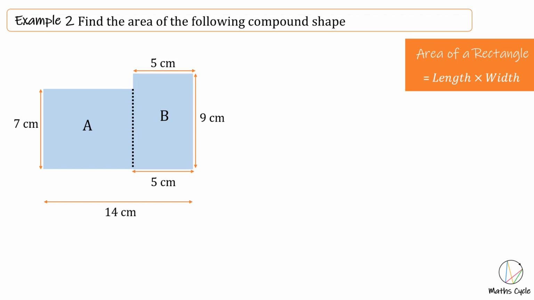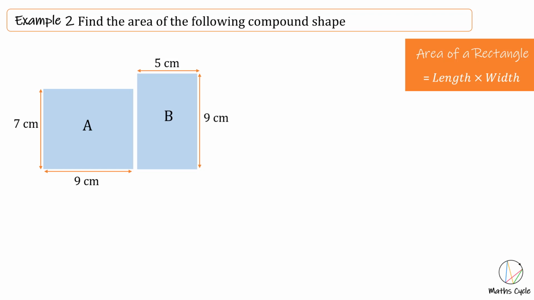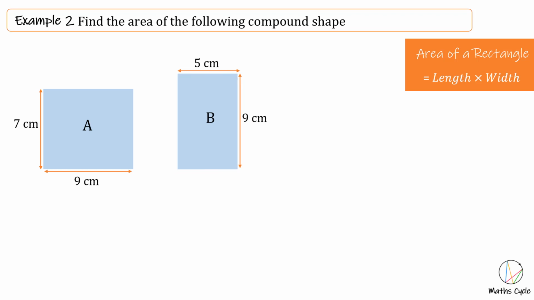Now, if I compare the 5 centimeters with the 14 centimeters, I can see that I've used up 5 centimeters of the full width of the shape. So what I'm left with is 14 take away 5 is 9 centimeters. So that will be then the width of rectangle A. So now I have enough information to separate out my two shapes that make up this compound shape.